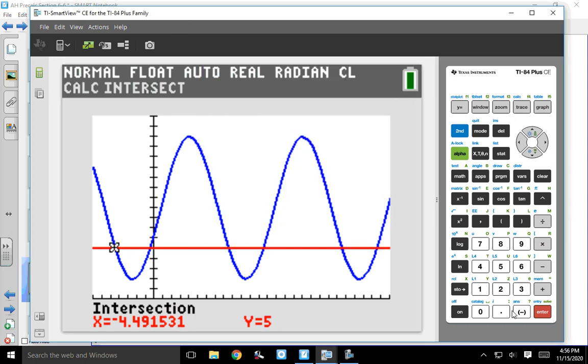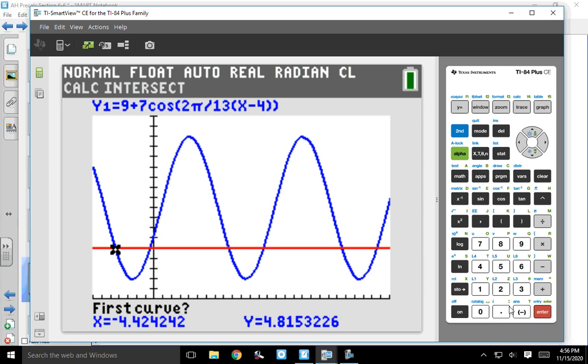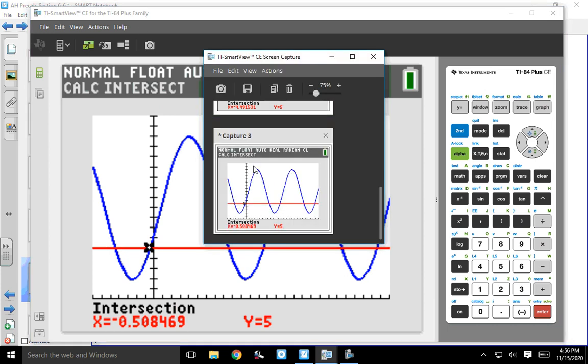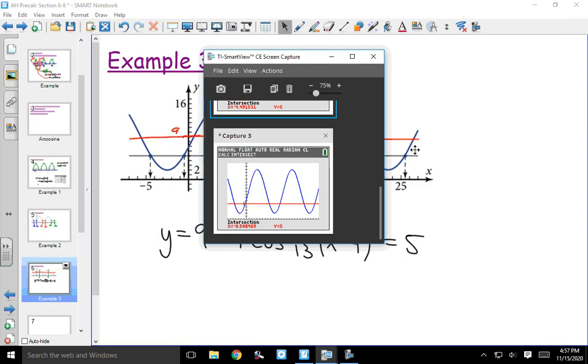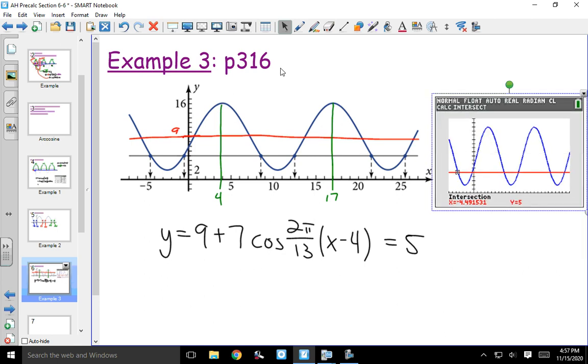And then let's find the next one. Go to second calc and do an intersect. Get your 2 curves. And this one was around a negative 0.5. That's our guess, and there we go. I'll grab a picture of that. All right, so let's put those into our sketch here, just so I have those numbers.